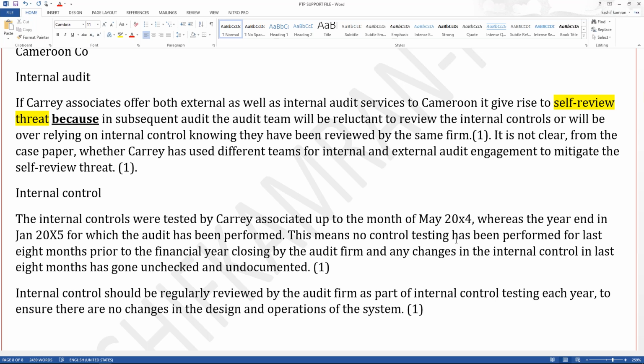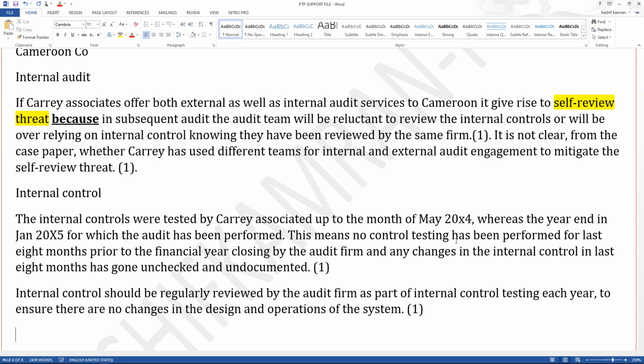So you need to understand that evaluating internal controls is a regular exercise, and when you come for audit each year, you should review the internal controls. Now the problem over here is that the same firm is offering internal audit, the same firm is offering external audit, so you are placing over reliance on the work of your same firm, and that is causing the problem. So you are not exercising the professional skepticism as an external auditor, which you should have exercised. I hope you're all clear with that.